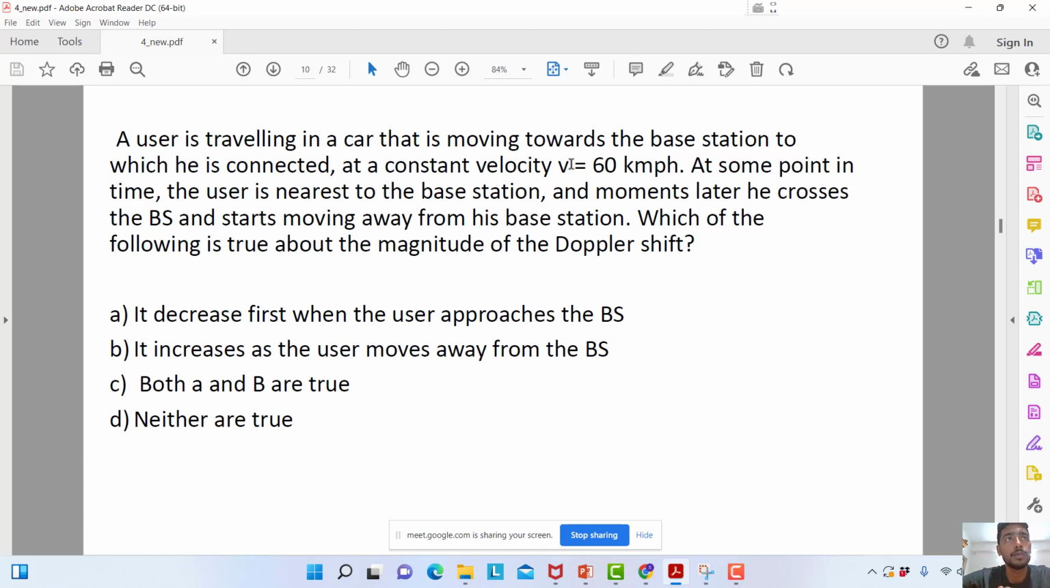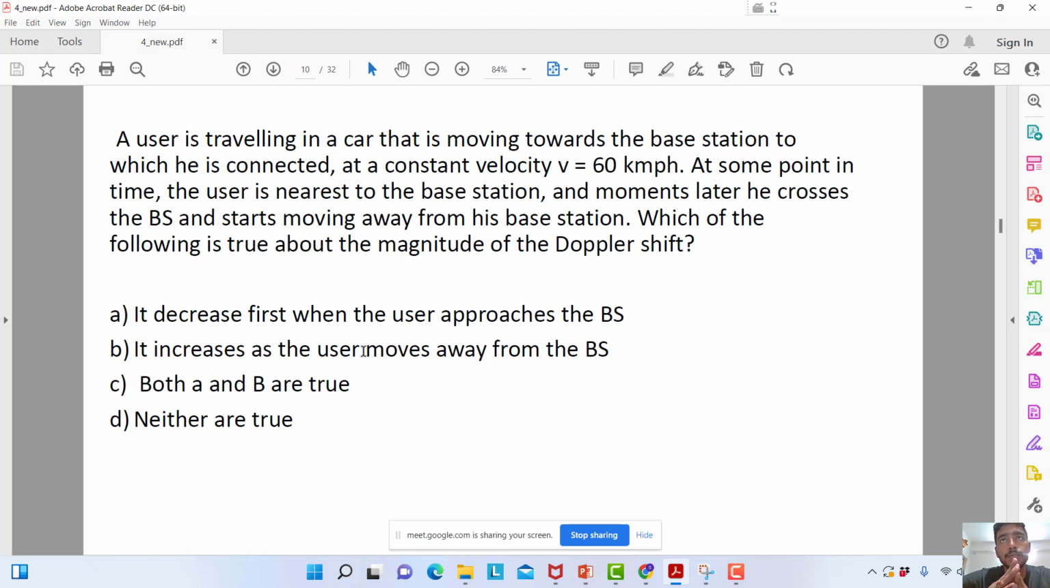At some point the user is nearest to the base station, and moments later he crosses the base station and starts moving away from it. Which of the following is true about the magnitude of the Doppler shift? Here we have to calculate the magnitude of the Doppler shift according to this condition and comment on which option is correct. Just apply the formula of the Doppler shift and apply this reasoning.